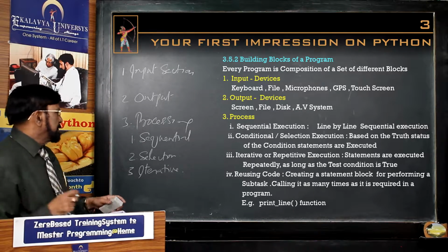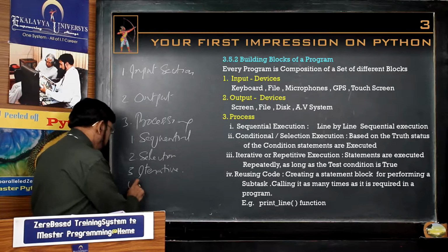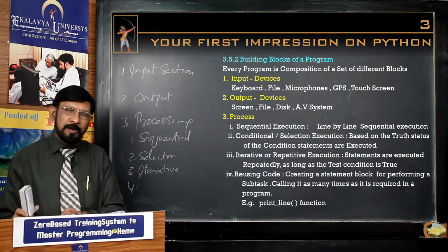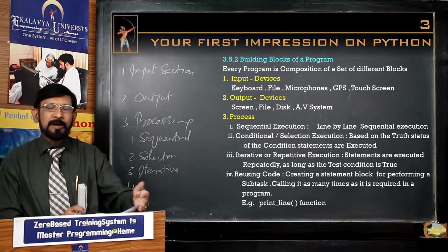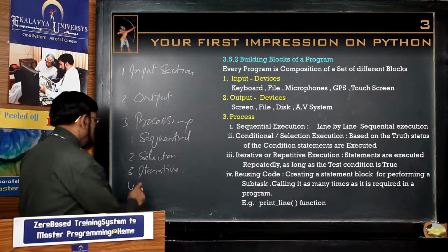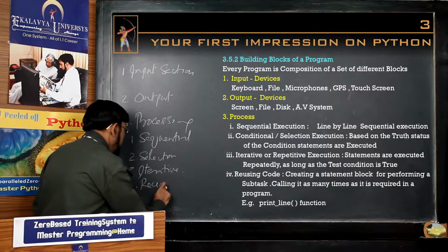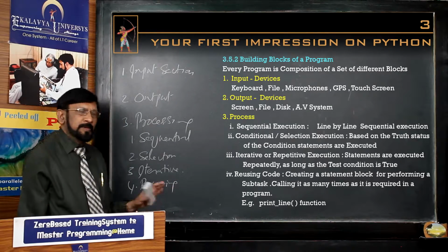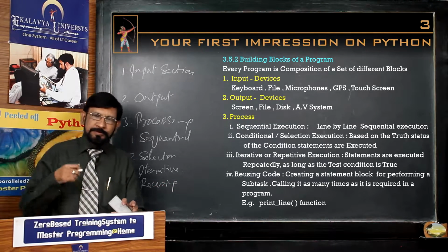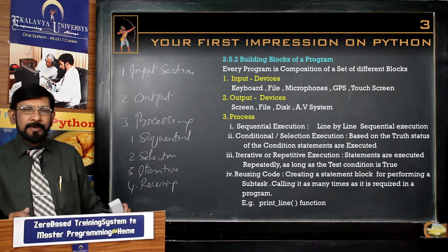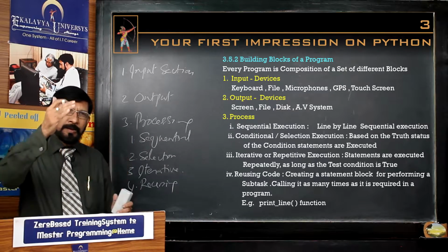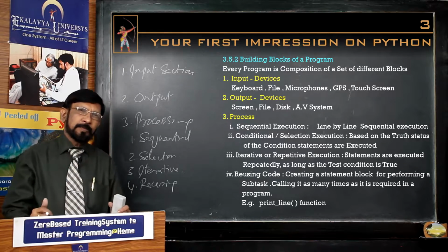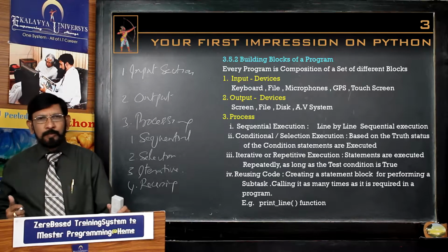In this context, one very important technique or approach I have to explain to you, and that is called reusing code. In processing, by reusing code, we can save a lot of time. In case of a program, then it will be smaller. Otherwise, program will be too big.